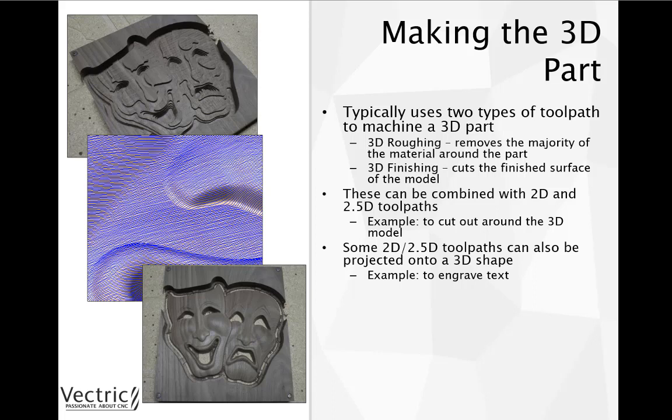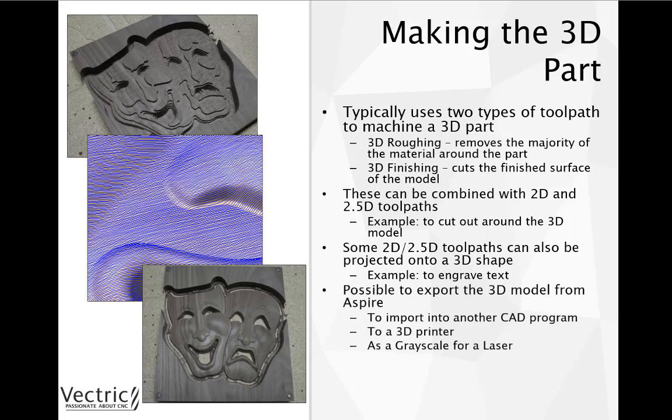In addition to creating a 3D model to output to a CNC, you may want to export the 3D model to import into another CAD program. You may also want to export it to a 3D printer where you could save the model as a mesh so that you can 3D print it. You may also want to export the 3D model as a 2D grayscale. Some lasers cut grayscales as a dimensional object.